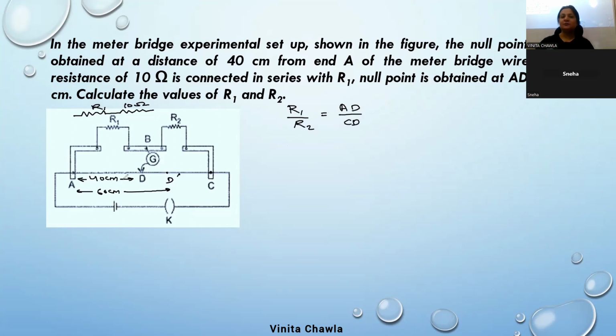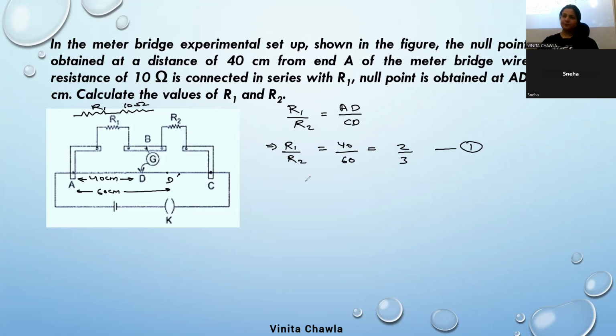So AD is 40 centimeters, so CD will be 20 centimeters. No, it's 100, total is 100. So it's 60 centimeters. What will you get? It's 2 by 3. Let this be 1. Okay.